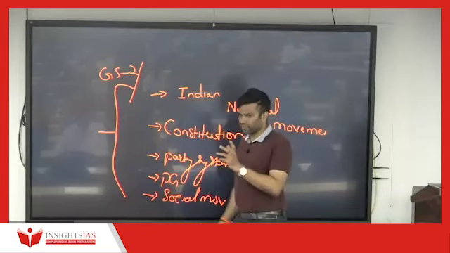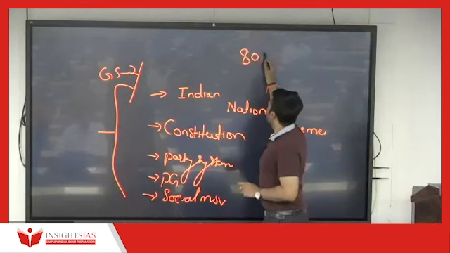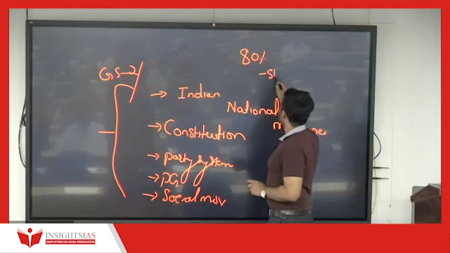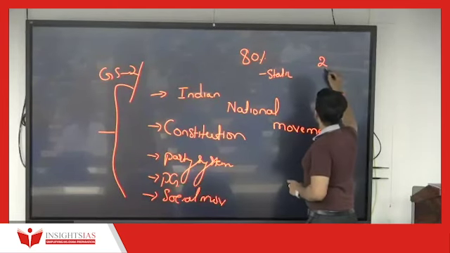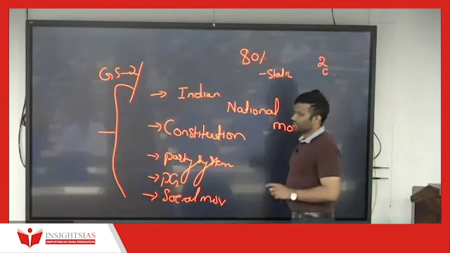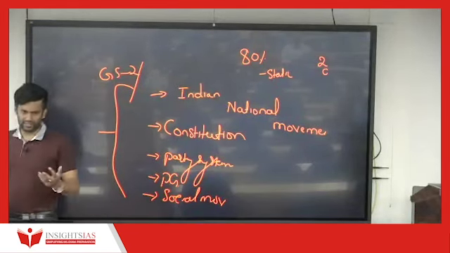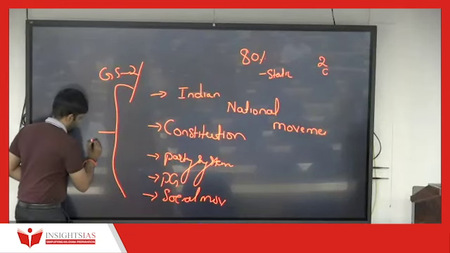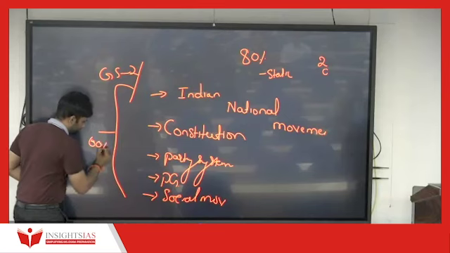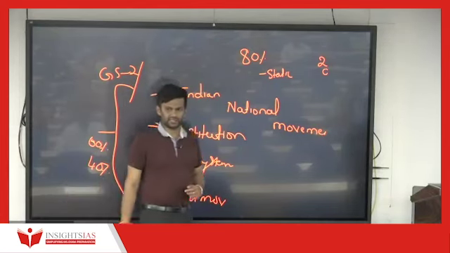Now in this part, what you need to understand is that Part A, which I showed, is 80% static, 20% dynamic. In the sense, 80% is just thinkers, theories, etc. Part B is 60% static, 40% dynamic.